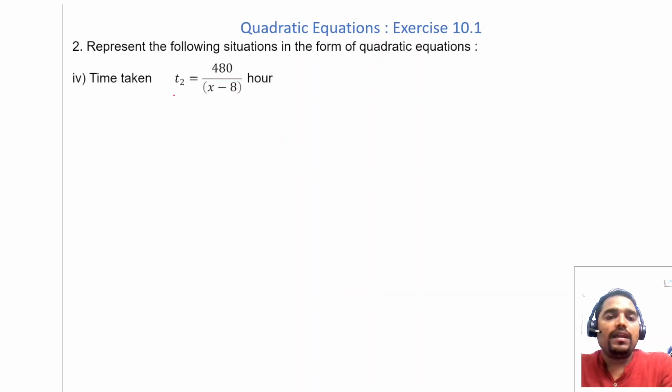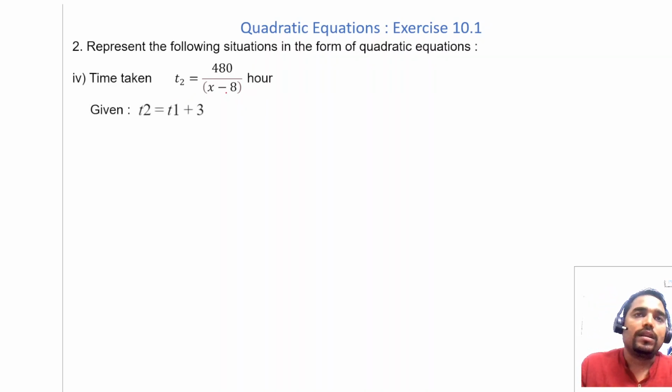Here, time taken is what? Time taken is the distance by speed. Distance is the same distance, that is 480 kilometers, and the speed is x minus 8 kilometers per hour. So now he is giving the condition saying since the train is moving slower, it would take 3 hours more than whatever time it was taking earlier. That is t2 is equal to t1 plus 3.